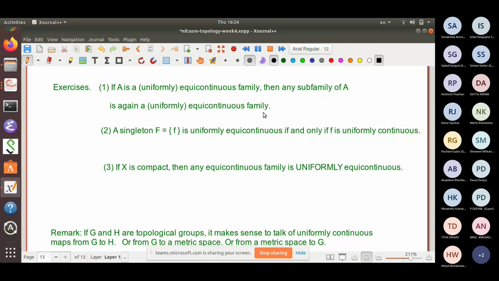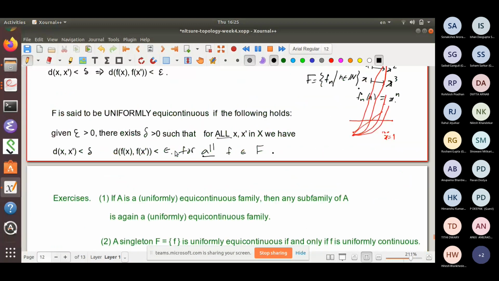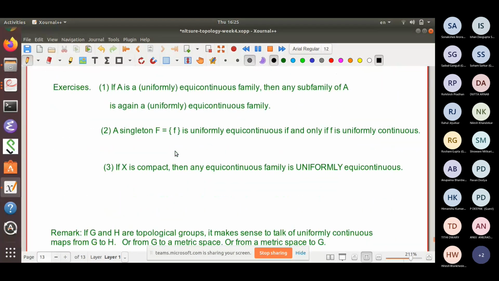Then a singleton set F, meaning a single function. What does it mean that a single function is equicontinuous? Doesn't mean anything, because you cannot vary f at all. But uniformly equicontinuous means f is uniformly continuous. So again, this is a family of continuous functions. Continuity I'm all the time assuming, unless otherwise said.